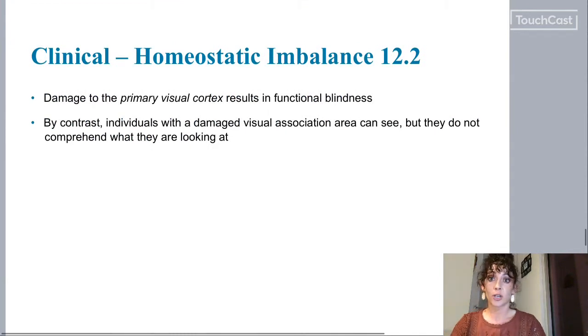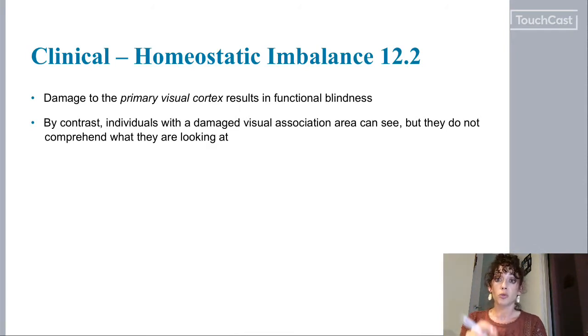So damage to our primary visual cortex results in functional blindness. So that small, dark blue area, if something happens there or that gets damaged, that is functional blindness. Now, anyone who has damage to the visual association area surrounding that cortex, they're still able to see, but they can't comprehend and interpret what they're looking at. Strange stuff.